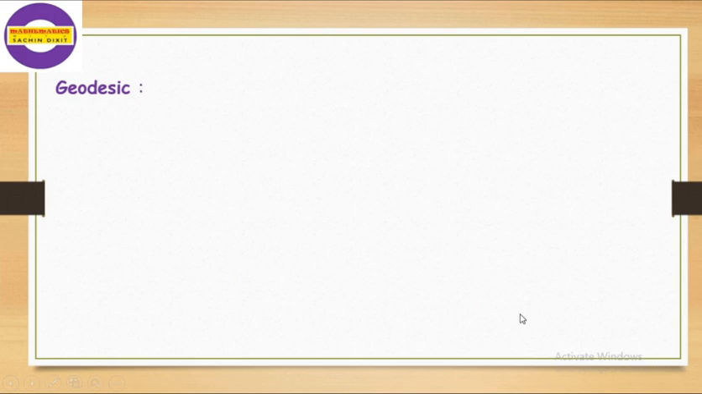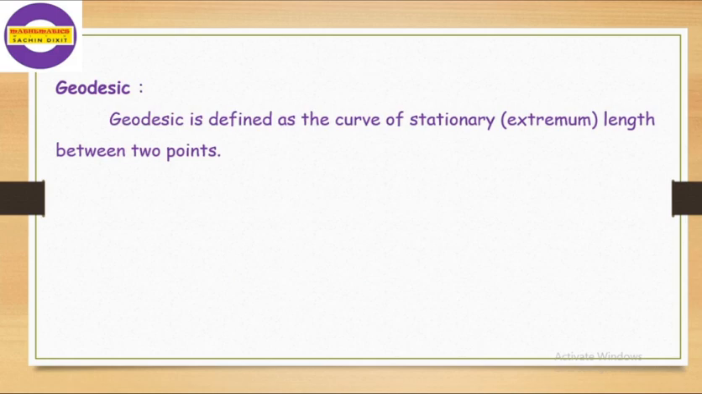Now we define one simple definition as geodesic. Geodesic is defined as the curve of stationary length between 2 points. Stationary length or extreme length between 2 points. Now we solve some examples which are based on Euler-Lagrange's differential equation.